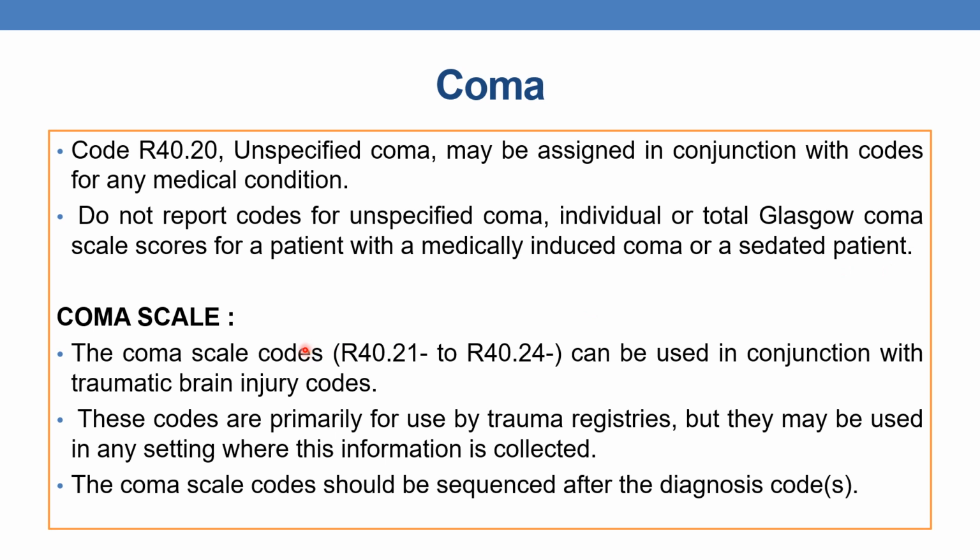That is important. Now coming to coma scale codes which come under the category R40.21 to R40.24. These are further expandable and can be used in conjunction with traumatic brain injury codes. These codes are primarily for use by trauma registries, but they may be used in any setting where this information is collected. The coma scale codes should be sequenced after the diagnosis codes. They can never be coded as PDX. They should be coded as SDX after the diagnosis code.